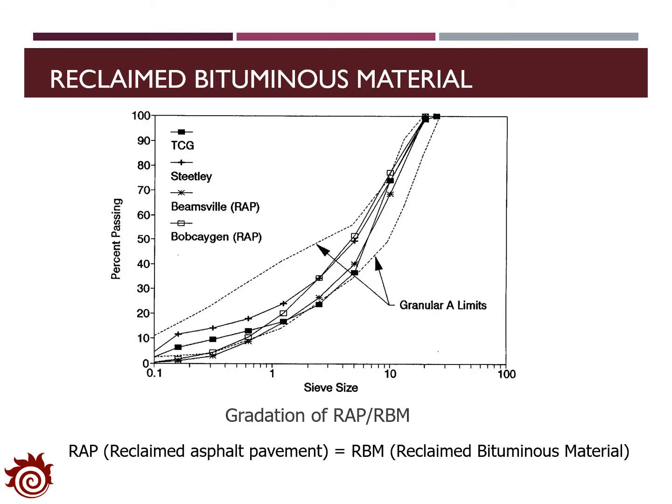The figure here demonstrates the gradation of reclaimed bituminous materials, which is just the reclaimed asphalt pavement. In the figure, we can see the solid lines, which are the gradation of the RAP and RPM. They are all within the limits of the granular A materials. It indicates that the gradation of the RAP and the RPM is very similar to granular A materials, and hence they will have very similar strength and drainage properties, so that we are able to mix these two types of materials together for the base course design.